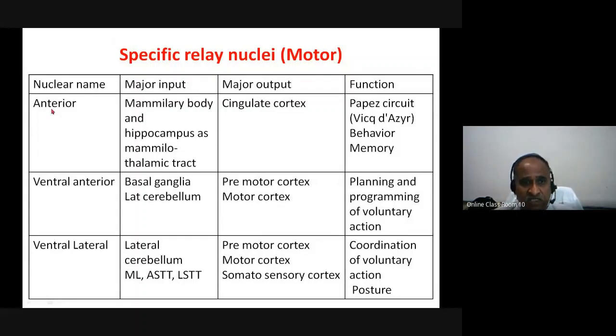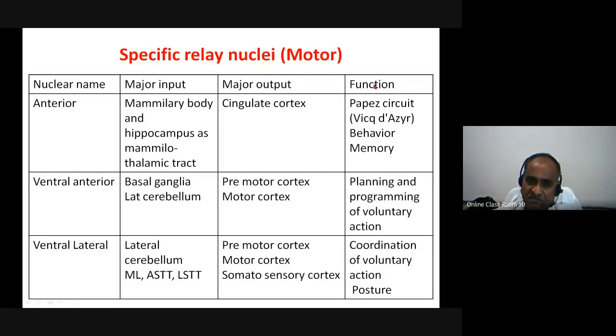What are the motor? You just see the anterior nucleus. This anterior nucleus receives inputs from the mammillary body. We have seen that, the mammillothalamic tract, and the hippocampus. That forms the mammillothalamic tract, and that would go to the cingulate cortex. So now this is coming from the hippocampus to the mammillary body, and then to the thalamus, and goes to the cingulate cortex. That is the output, and this forms the Papez circuit. The function here is behavior and memory.